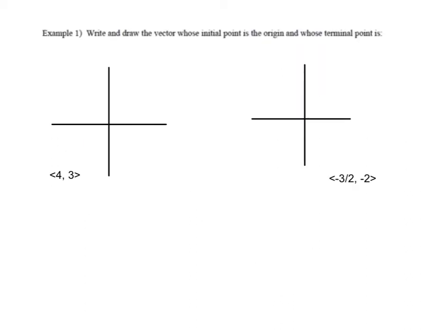So when you're given an initial and a terminal point, P and Q, like we did before, you would take the terminal point minus the initial point, and that would equal a vector in component form. And that's denoted with those brackets.